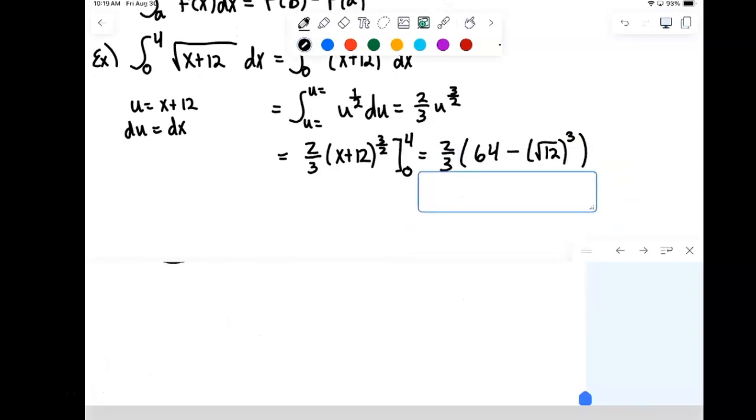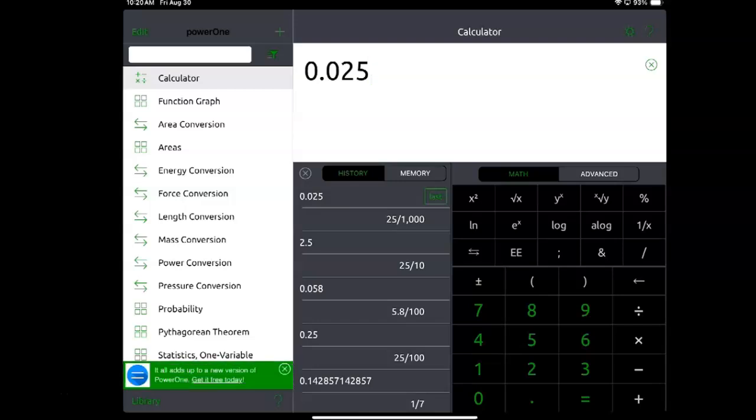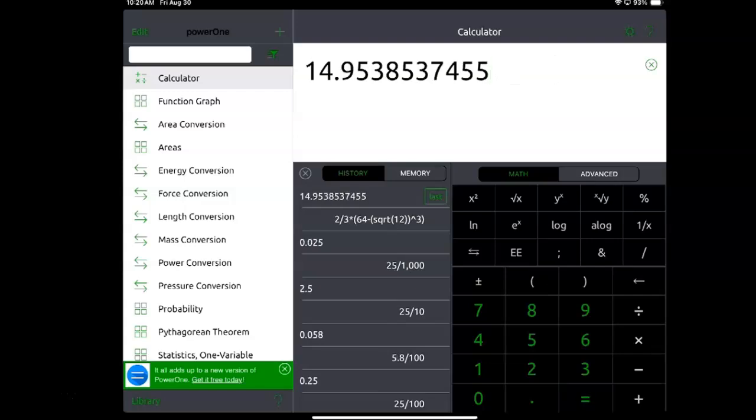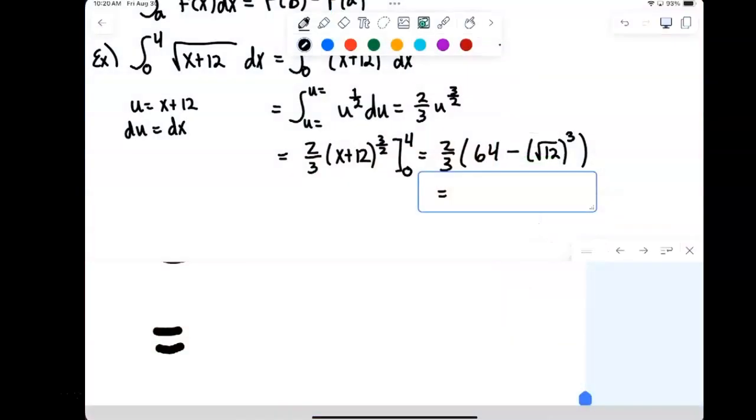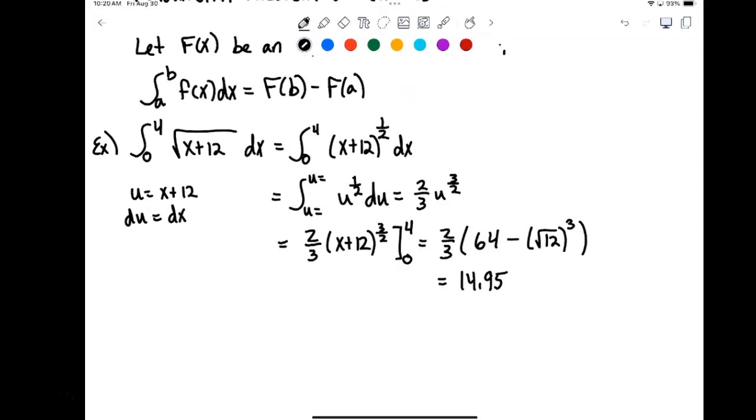And at this point, I'm just going to go for the calculator approximation here. So just pulling up a simple calculator and doing the quick little calculator approximation. 2/3 times 64 minus square root of 12, all that raised to the third power. And so we get about 14.95 approximately. So we're going to be doing plenty more definite integrals later. I just wanted to bring one out also because we're dealing with the integration with the chain rule as well.